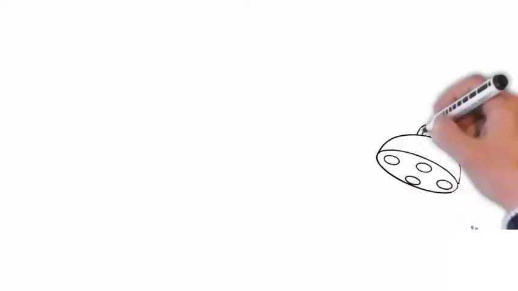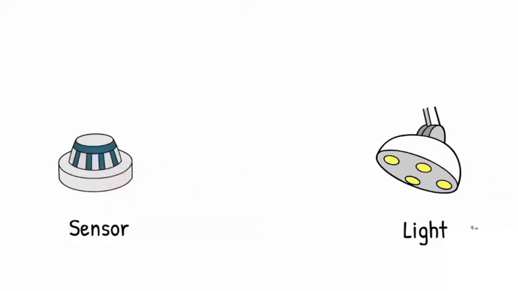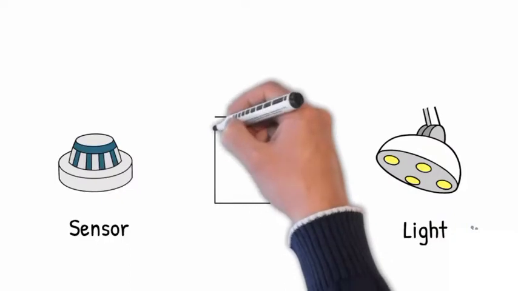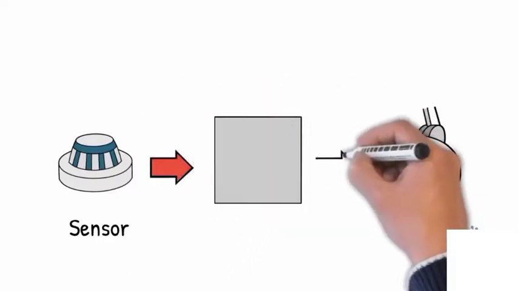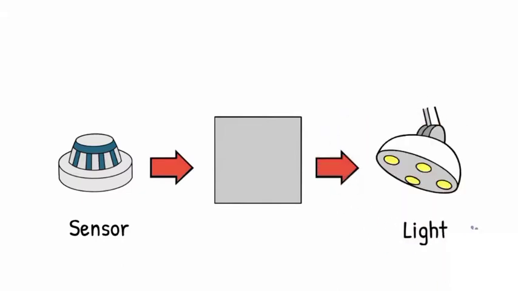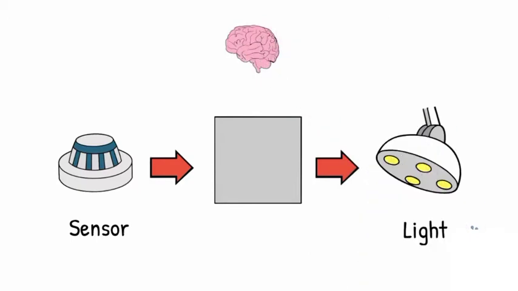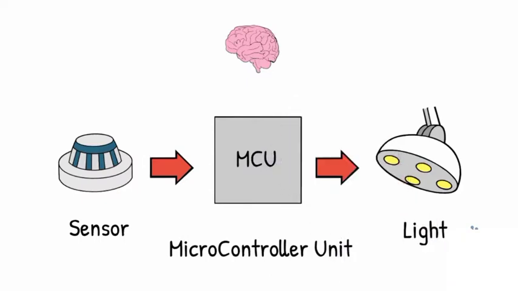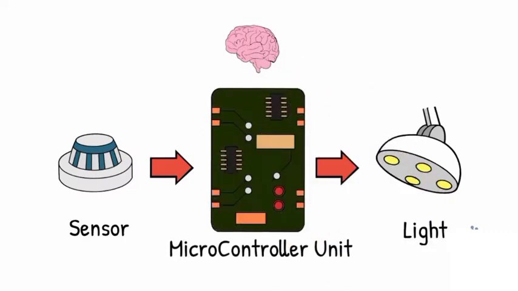We would need a headlight to output the lights and a light sensor to give us information of the ambient light. Now there has to be something in between that gets the input from the light sensor and outputs the signal to the headlight. This something is the brain of the system. We call it the microcontroller unit. In short, MCU. MCU is like a small computer that can handle small amounts of information really fast.